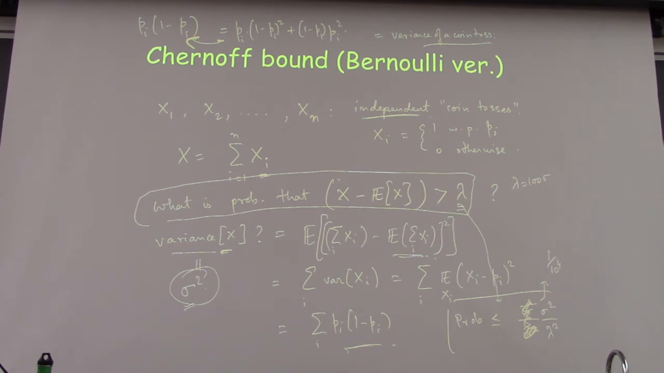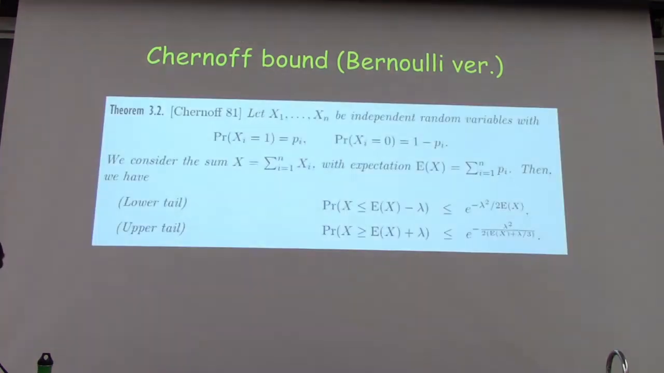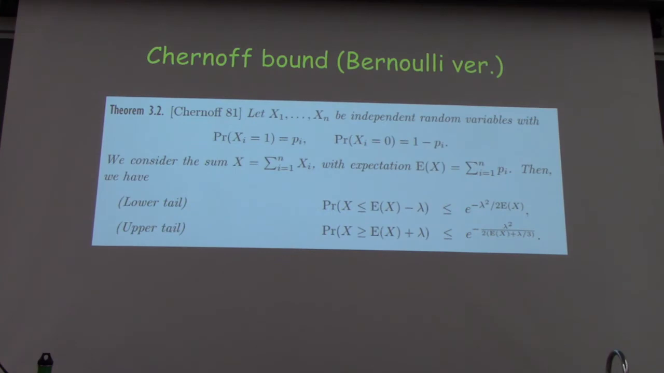But there's actually a much stronger bound in this sort of setting, which is called the Chernoff bound. What it says is the probability is not just something like this, but it's actually exponentially small in this quantity. So that's what's called the Chernoff bound. Let me show you the final bound, then we'll try to interpret it.